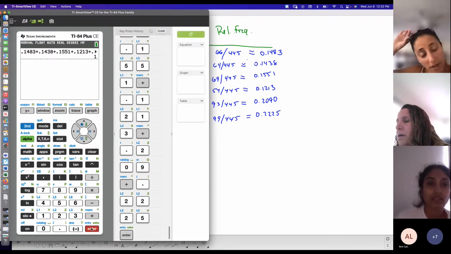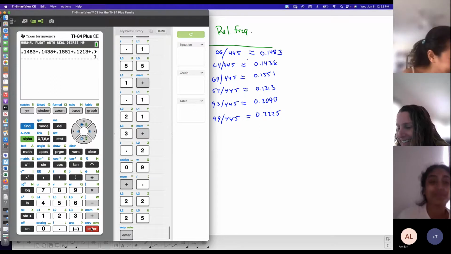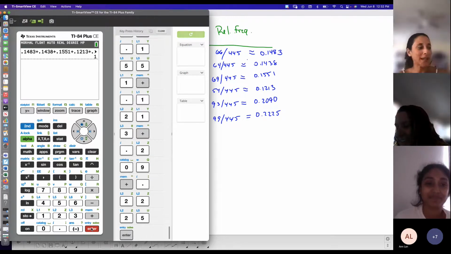Should be 1. This is exactly 1. So my rounding is beautiful. Good job. Beautiful rounding. So I'm assuming my calculations are accurate.